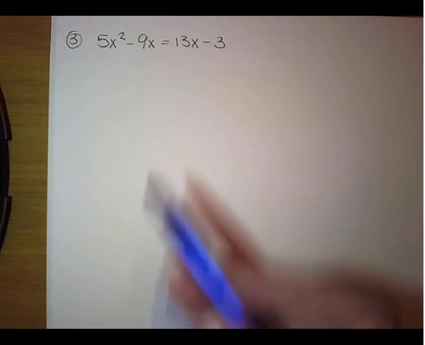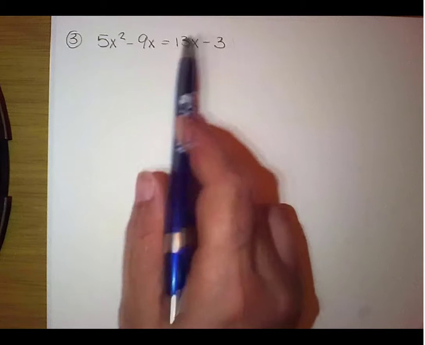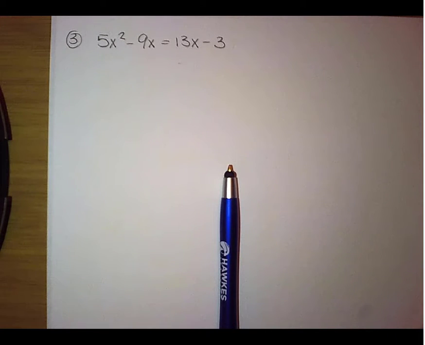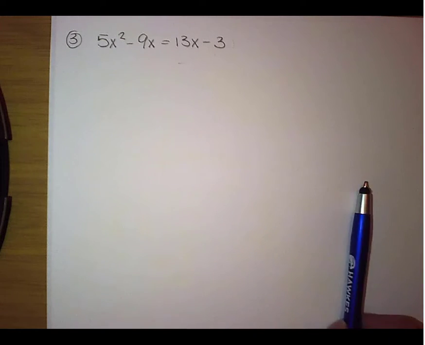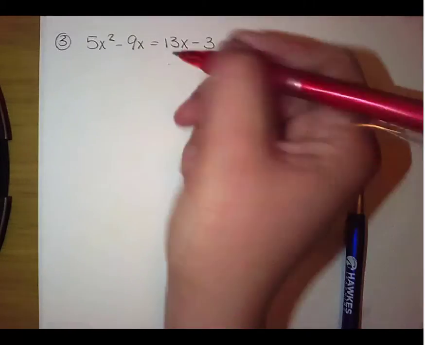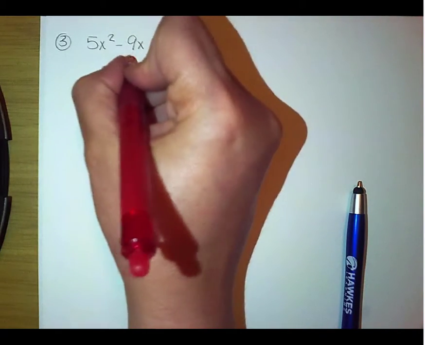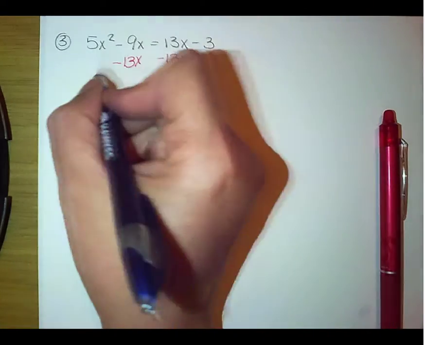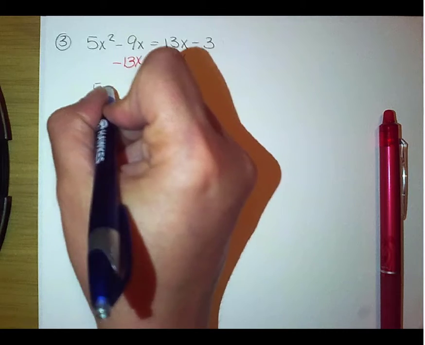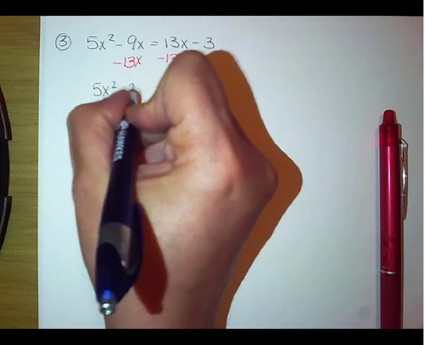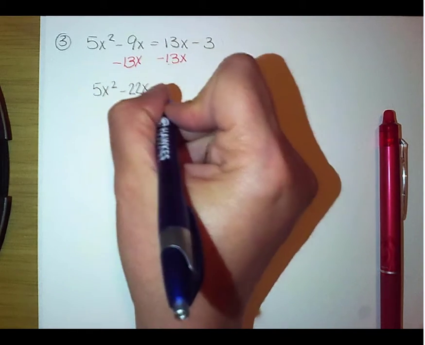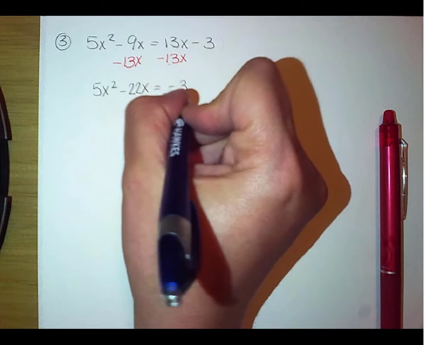Now again, on this one, notice that I am not equal to 0, so the first thing I need to do is move that 13x and that -3. So we're going to subtract 13x from both sides, make sure we line it under the other x we have. So that's going to give us 5x squared minus 22x. That's going to equal to a -3.